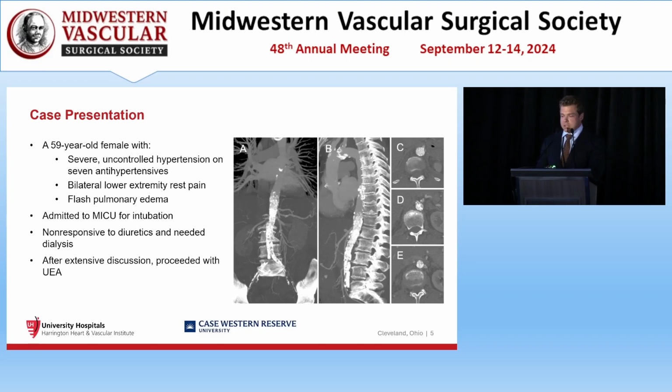As you can see in the CTA, she had coral reef atherosclerosis starting at the descending thoracic aorta and extended all the way to the occluded infrarenal aorta. After extensive discussion, the decision was made to proceed with ultrasonic emulsification aspiration as a last measure.